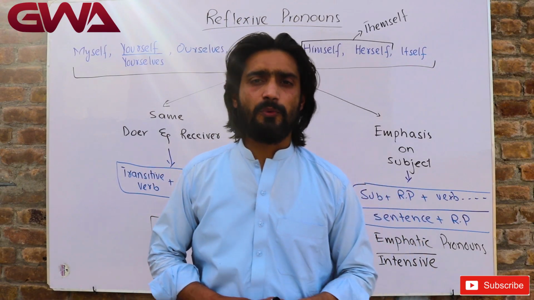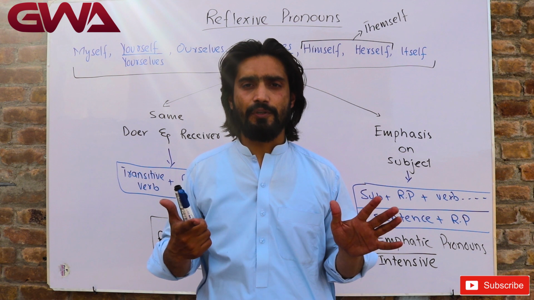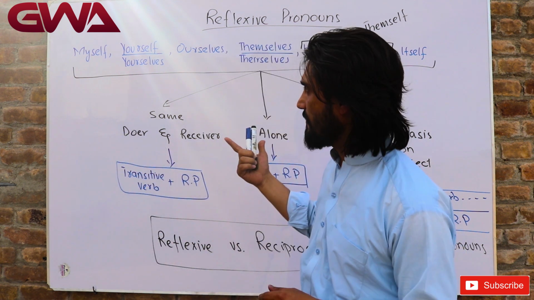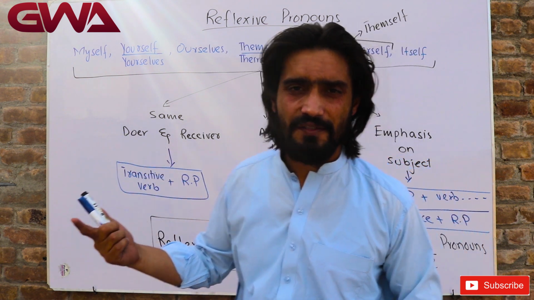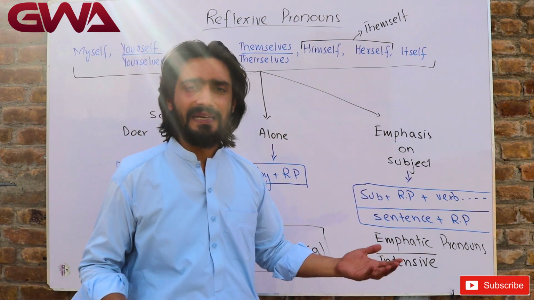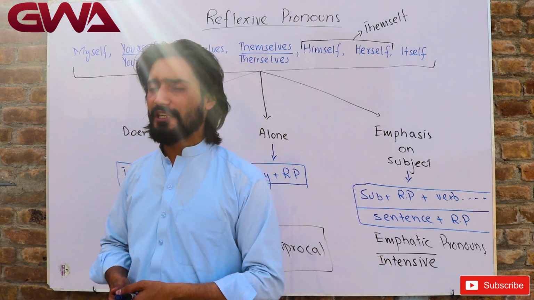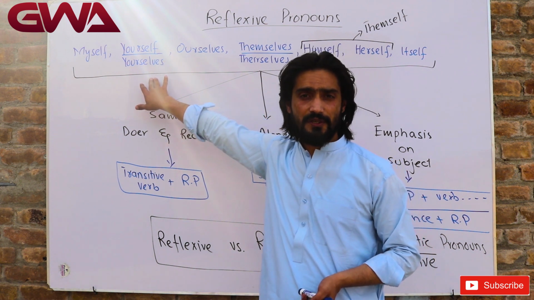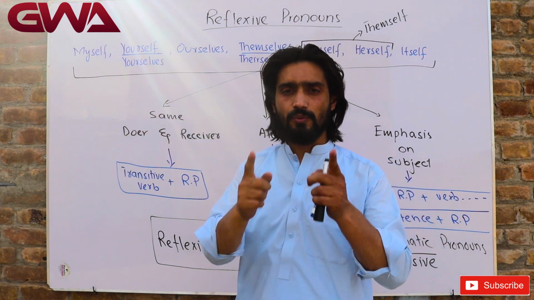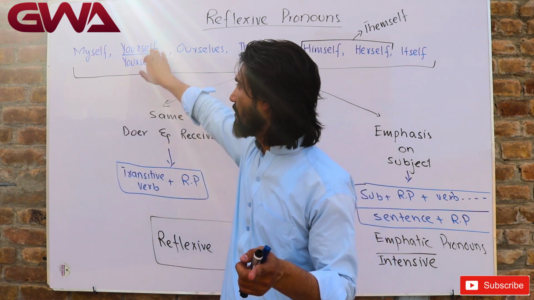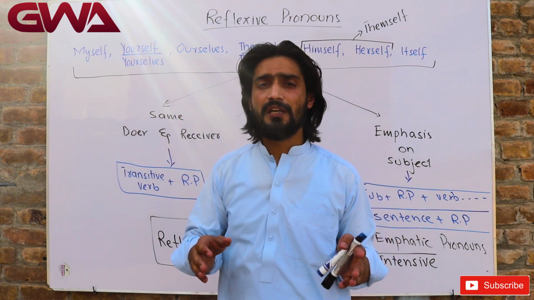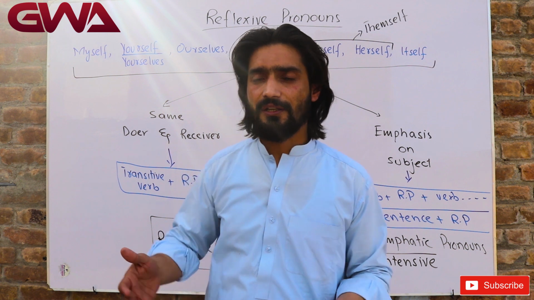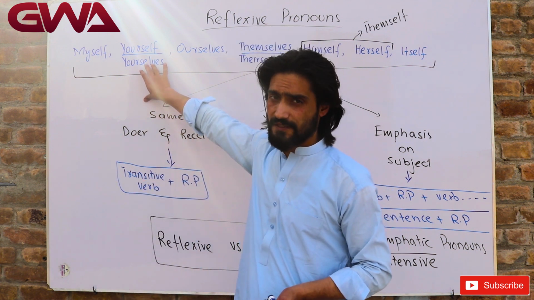Normally, people say that we have 7 reflexive pronouns: myself, ourselves, yourselves, themselves, himself, herself, and itself. But let me tell you something else, that the plural form of yourself is yourselves. If you are talking to one person, you have to use yourself. But if you are talking to more than one person, you have to use yourselves.